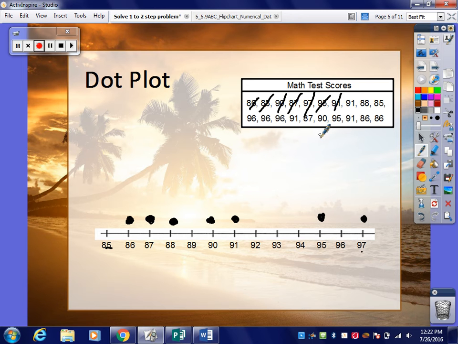So we have a second 91. So you're going to put the dot directly above it. So you're going to have a vertical line of dots representing each number. On your own, I'll let you finish the rest of the dot plot, and then we'll discuss it in about 35 seconds.